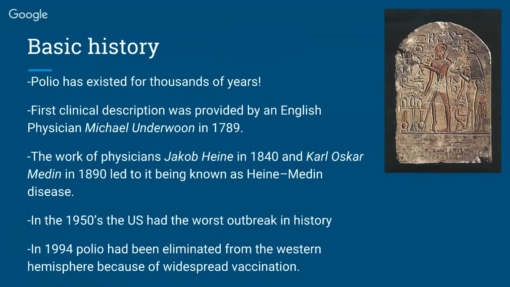Thankfully, though, in the last few hundred years, with the advances of technology and medicine, we have been able to discover what this disease actually is and how it can be treated, and what to do to prevent further spread of this disease. In 1789, the first clinical description of polio was provided by Michael Underwood, and in the 1800s, it was finally given a name, which was the Heine-Medin disease. But in the 1950s, the United States actually had its worst outbreak in history, but thankfully, from developed vaccines and administration, it was eliminated from most of the Western Hemisphere.